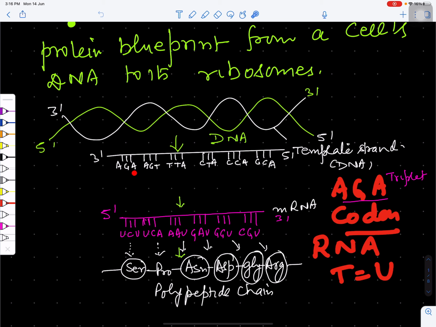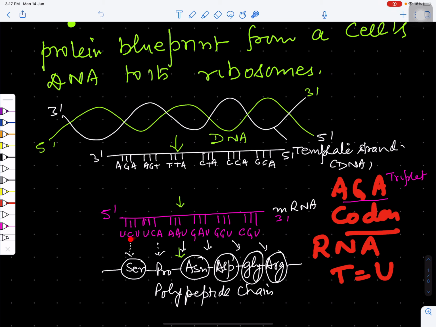These are called triplet codons, like AGA, AGT. Now they will code for amino acids. When messenger RNA is produced from DNA, its sequence will be complementary, or opposite, to this sequence. A will pair with U, G will pair with C, and A will pair with U again. Opposite to T is A. In case of RNA, thymine is not there, it is replaced by uracil. So opposite to TTA it will be AAU, and opposite to CTA it will be GAU.